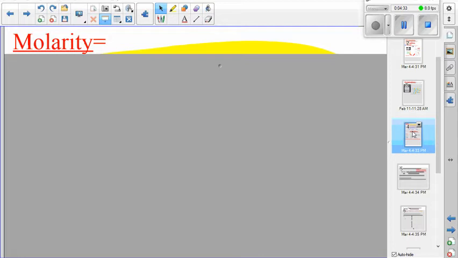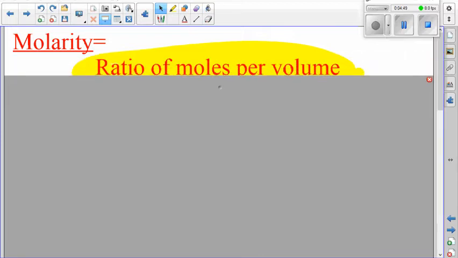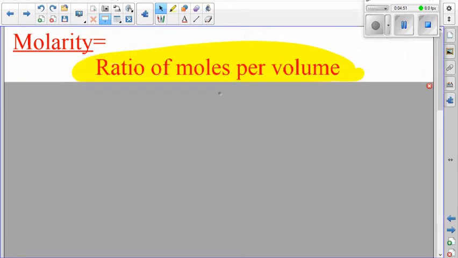We need to be able to figure out what to do with solutions. Remember, a solution by definition is more than one thing. It's a mixture. Pure water is a liquid, but tap water, with the ions and minerals mixed in, is a solution. Molarity is a ratio of moles per volume. Comparing moles to volume, there's a relationship there.